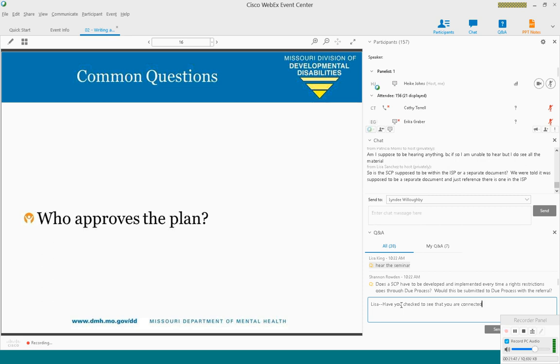While we're doing this section, we're talking about common questions, does anybody else have any other questions they just want to throw out about safety crisis plans? A lot of this information is probably going to be covered as we go through this, but please feel free to take time to ask the questions.